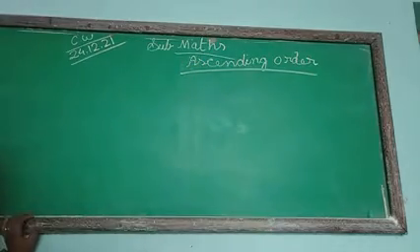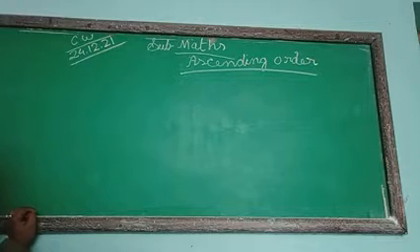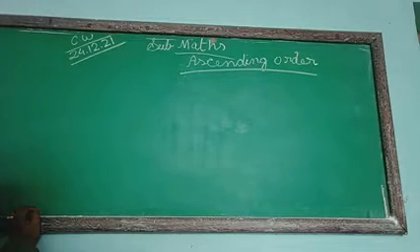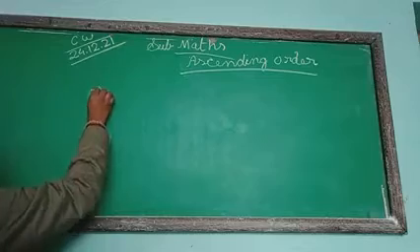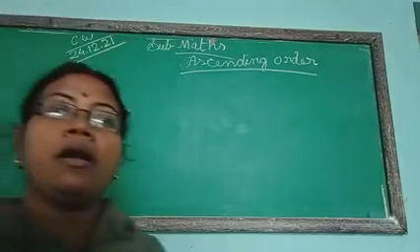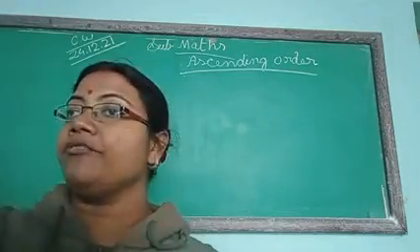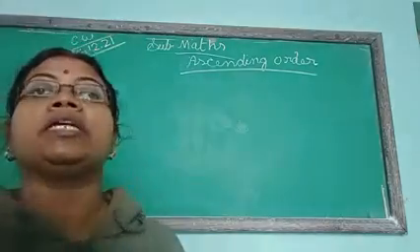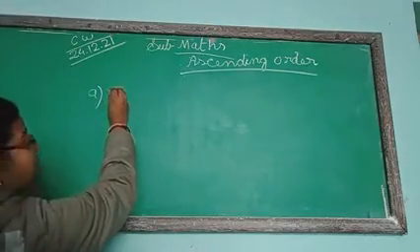Ascending order means smaller number to bigger number. When we go from smaller number to bigger number, that is called ascending order. And children, when we are doing the forward counting, that is also ascending order. Why? Because in forward counting, the numbers go from smaller number to bigger number, and I will give you a trick to identify which number is small and which number is big. So let's discuss the ascending order first, then we will go for descending order.